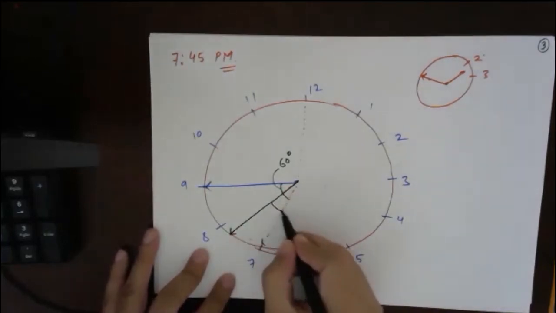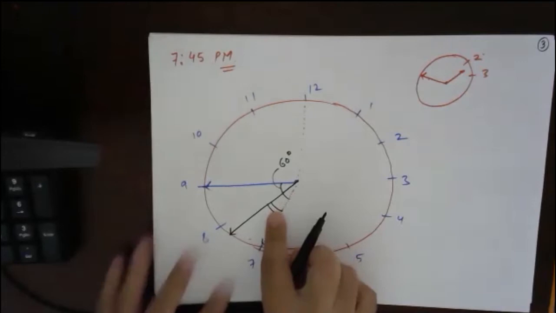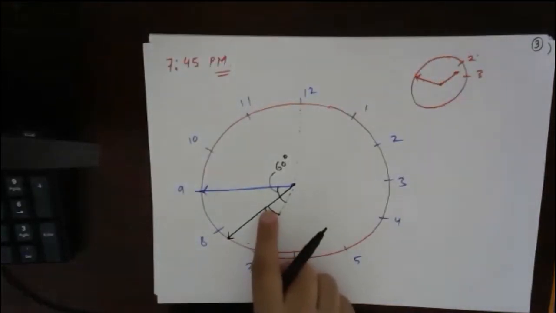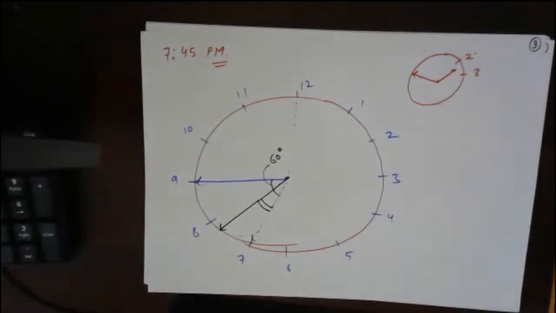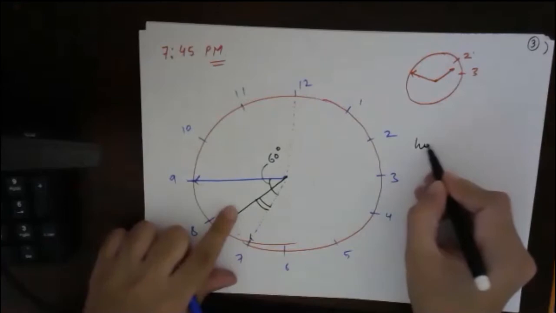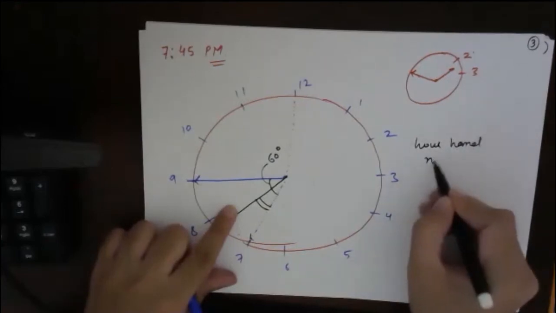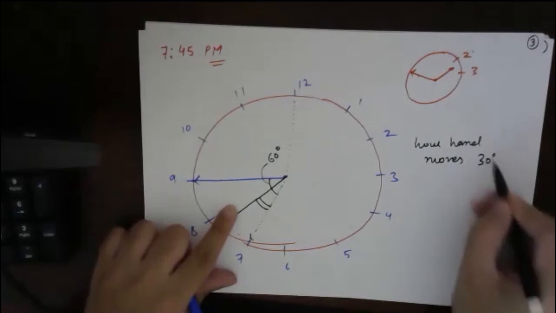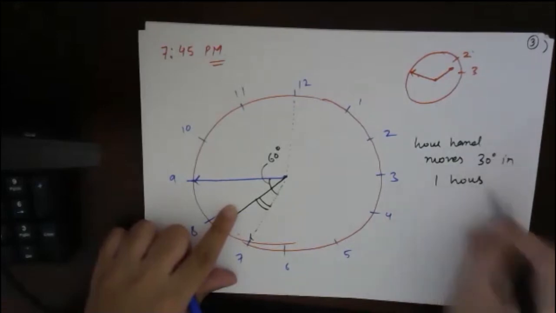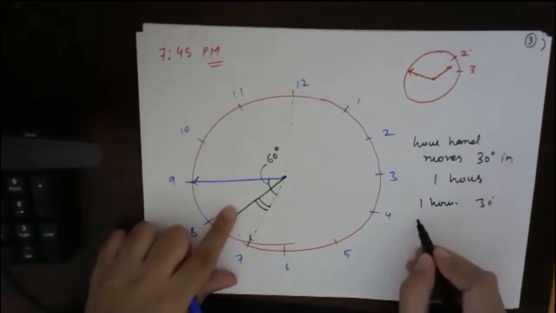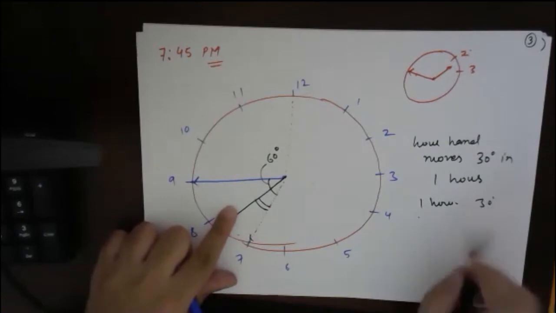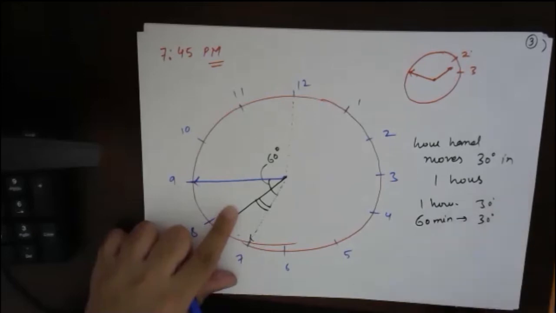And how much will this angle move? We can find out how. See, our hour hand moves 30 degrees in 1 hour, right? So 1 hour, 30 degrees. So 1 hour has how many minutes? 60 minutes. How much is it moving? 30 degrees. So 1 minute, how much is it moving?